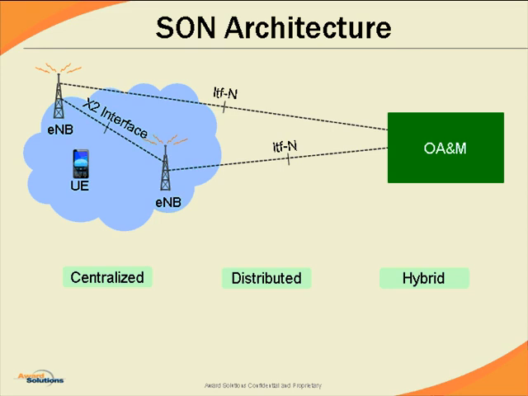Okay, let's talk about the three types of SON architectures that we have available for use. One is so-called centralized, another one distributed, and finally hybrid. Hybrid meaning a little bit centralized, a little bit distributed. Now, we have the so-called Itf-N interface between the eNodeB and the O&M system. We also have the regular X2 interface between two neighboring eNodeBs. And when we want to implement a specific SON function, then we will use the help of those interfaces.